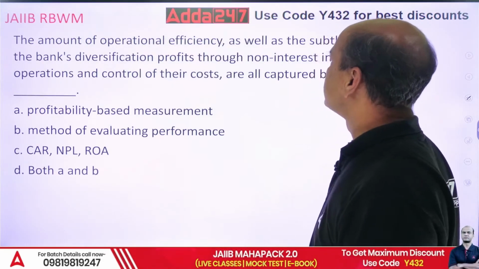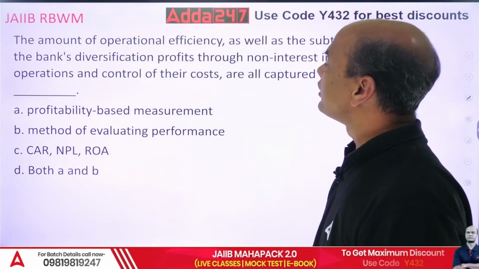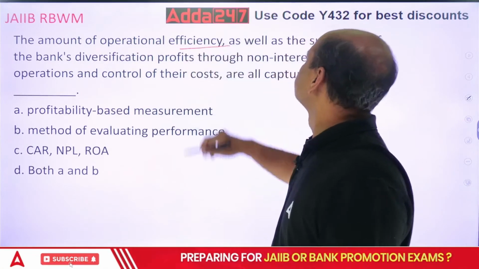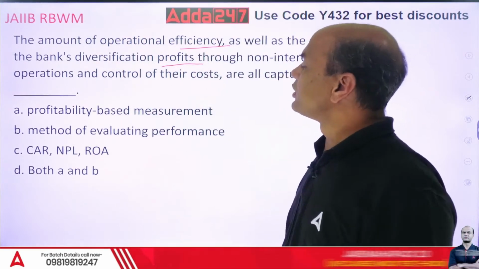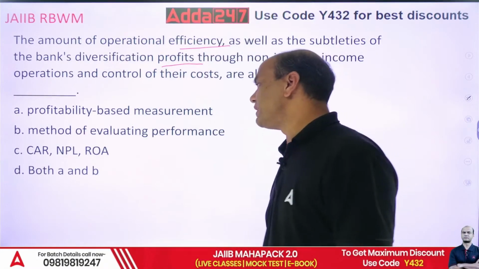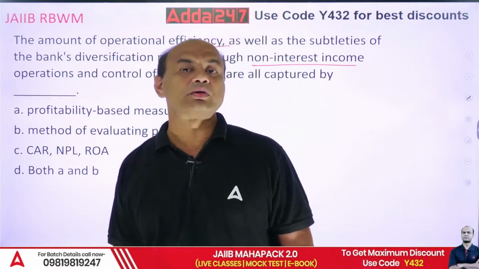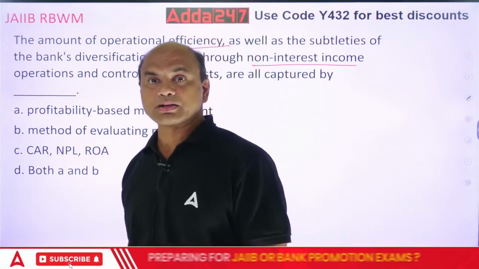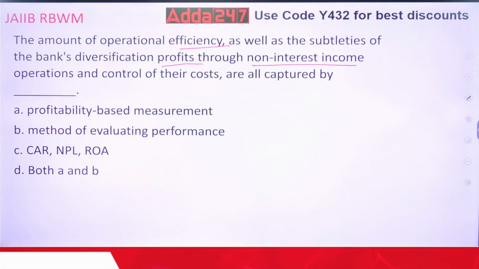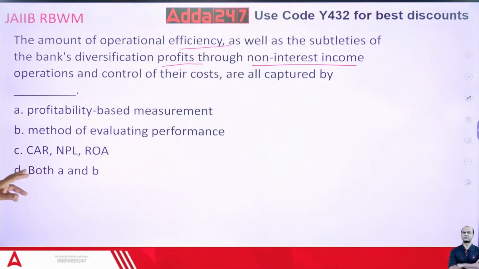The amount of operational efficiency as well as the subtleties of the bank's diversification of profits through non-interest income operations and control of their cost, all are captured by what? The operational efficiency as well as diversification of profits. Profitability based measurement, method of evaluating the performance, CAR, NPL, ROA. So profitability through non-interest, kindly note, non-interest means here you are talking of TPP, third party products. Control of cost also. Profitability based, method of evaluating performance, CR, NPL, ROA, or both A and B.